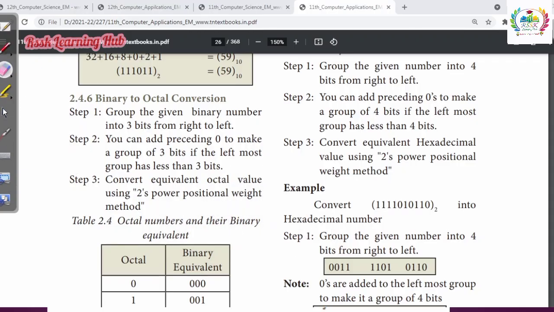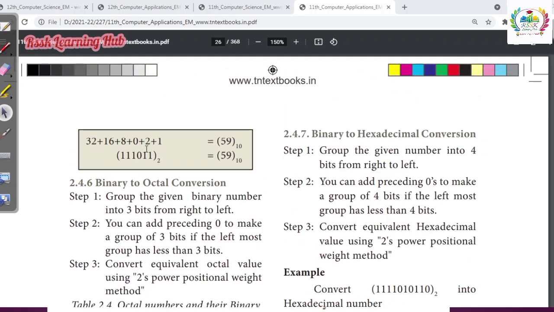Okay. So now see the steps. Group the given binary digits into 3 bits from right to left. You have to split and take the values in groups of 3 bits.